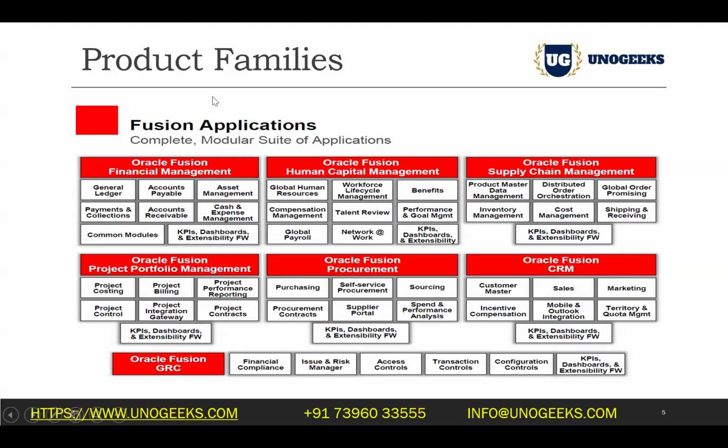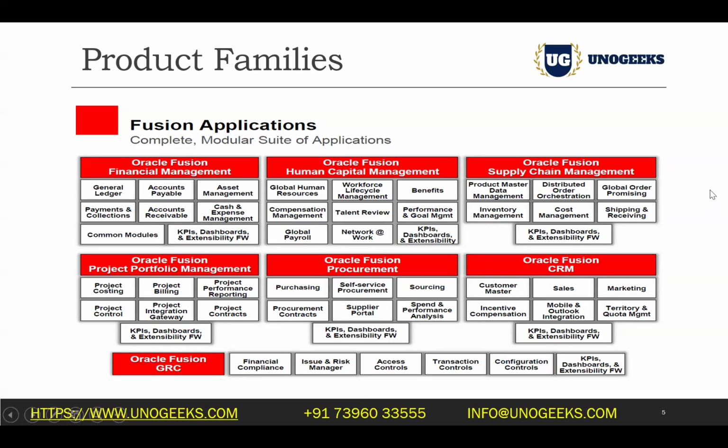They have segregated them into different categories, like Oracle Fusion Financial Management. Here we have modules like General Ledger, Accounts Payable, Accounts Receivable, Asset Management, Cash Management, etc. Then we have the HCM module, with benefits, payroll, talent review, performance and goal management. You can opt for the Oracle HCM module depending on your client's requirement.